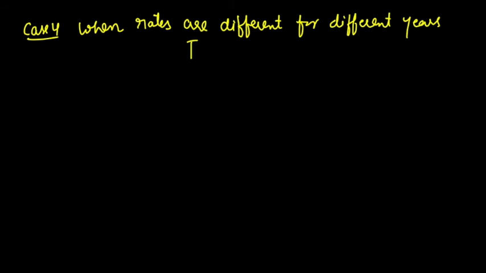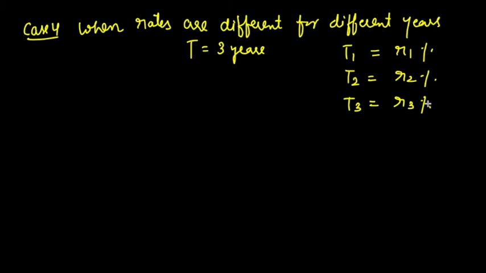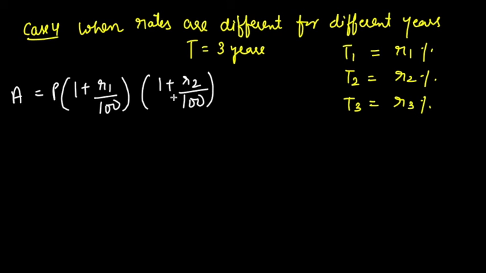So suppose there are 3 years, but in the first year the rate was R1%, in the second year let the rate be R2%, and in this I am taking R3%. So we have just taken any variables. So what happens to the amount in that case? Your amount becomes, how will you write? Principal times 1 plus first year R1 is the rate upon 100, right? Then 1 plus R2 upon 100, this is for the second year, and then the third. So we have to write it individually. This is how we write it.